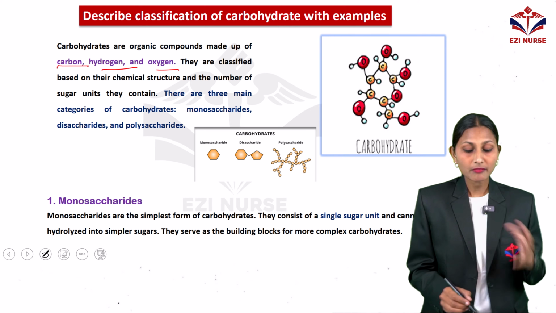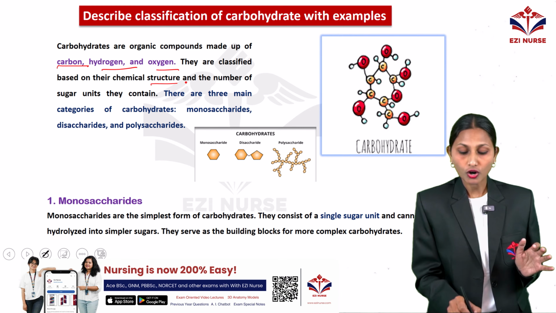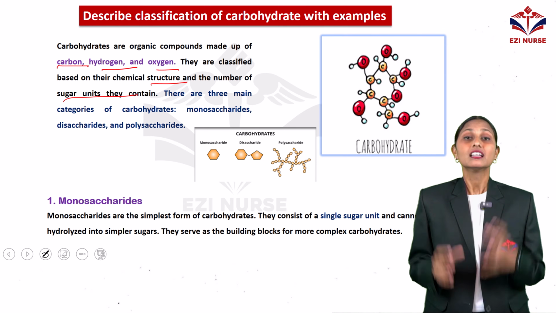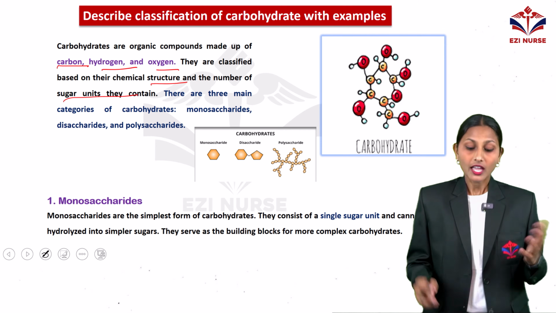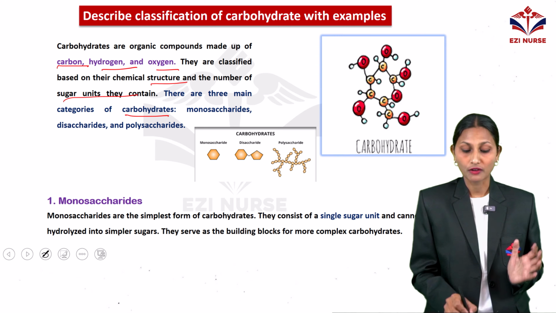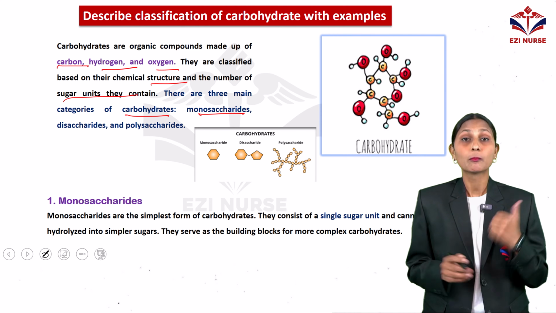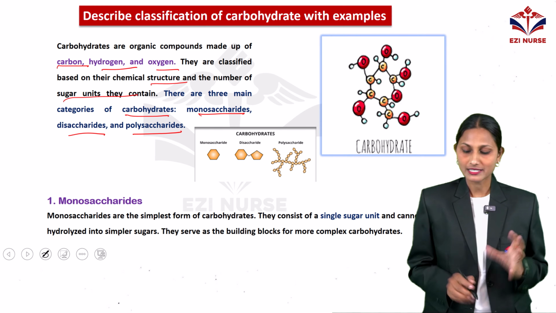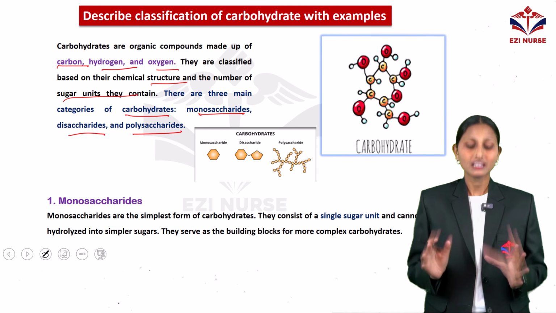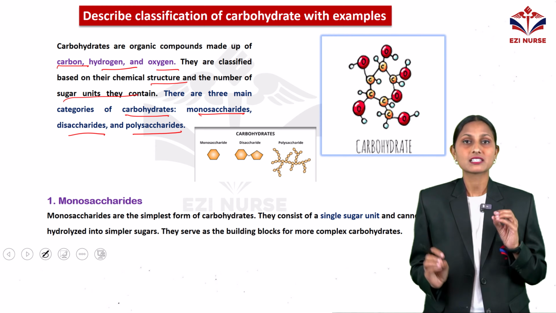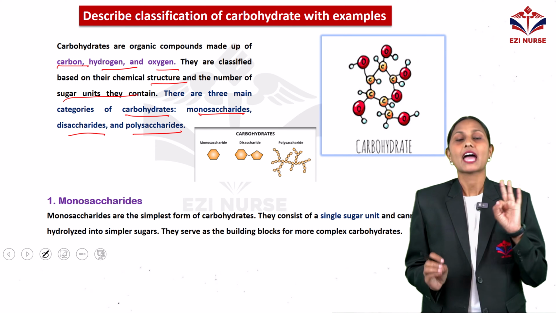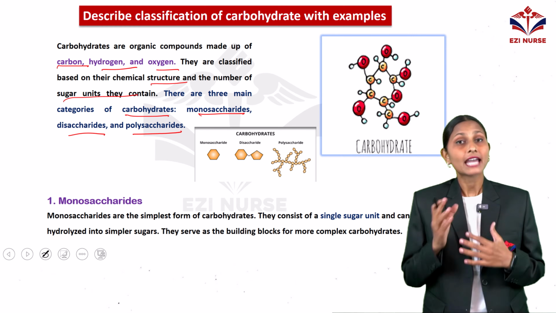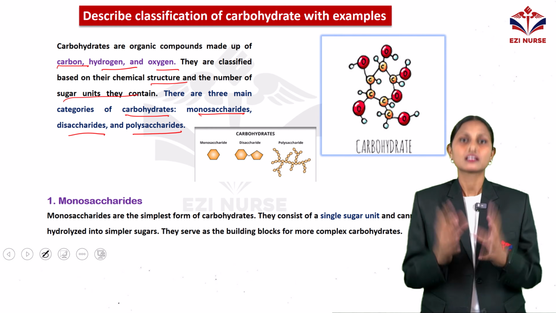They are classified based on their chemical structure. According to the structure and number of sugar units they contain, the classification is given. There are three main categories of carbohydrate. The first is monosaccharide, the second is disaccharide and the third is polysaccharide. So the basic thing is that carbohydrate is made up of carbon, hydrogen and oxygen, and the classification is based on the structure and number of sugar units it consists of.